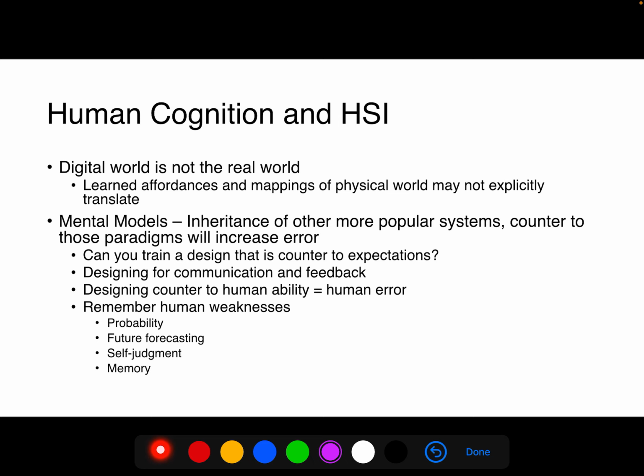So here are the questions and the principles. Can you train a design that is counter to expectations? No, not successfully. You can totally train it, but you're still going to have more errors than if you just designed to expectations. You always need a design for communication and feedback. This is kind of a restatement of the first point: if you design counter to human ability, you will get human error. As designers, we try to remember human weaknesses: probability, future forecasting, self-judgment, and memory. These are limitations that we take into consideration as we design new systems.